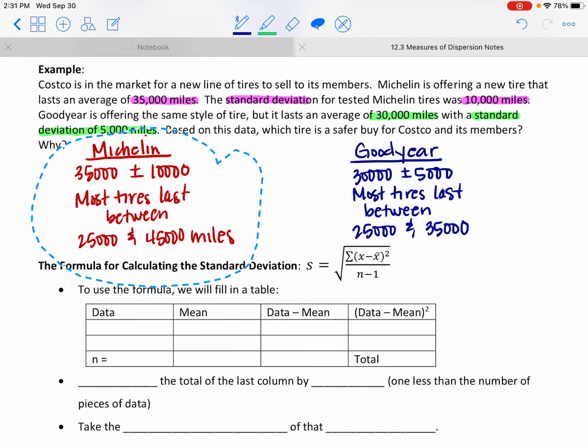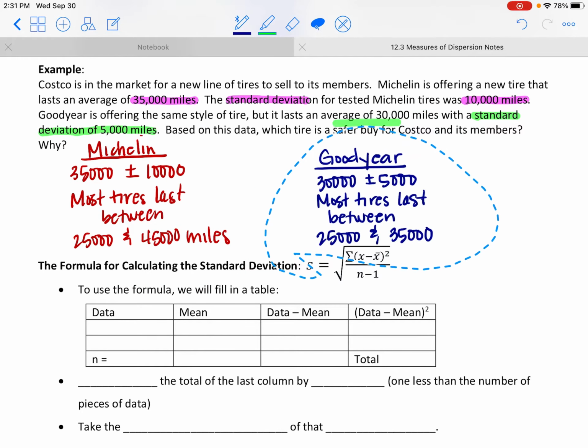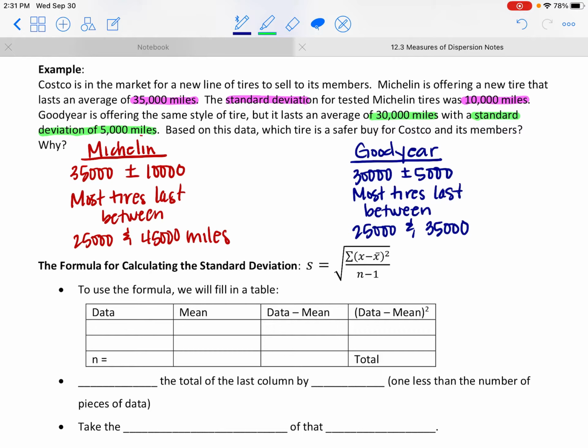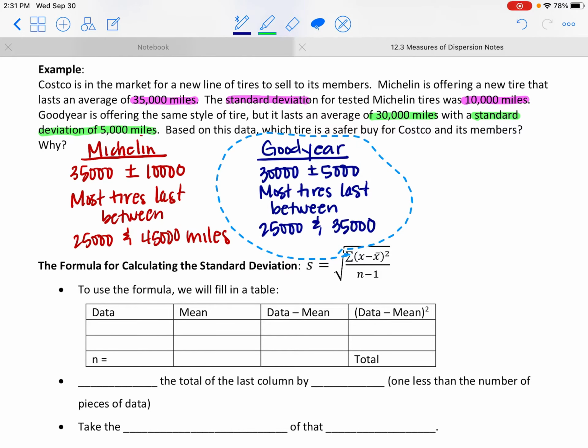And now, based on these options, oh my goodness, I caught the highlighter in there. Based on these options and the information we know about the average and the standard deviation, we have to try to decide which is going to be the safer buy for Costco. Sometimes a bigger standard deviation is better. Sometimes it could be worse. It just really depends on the situation.